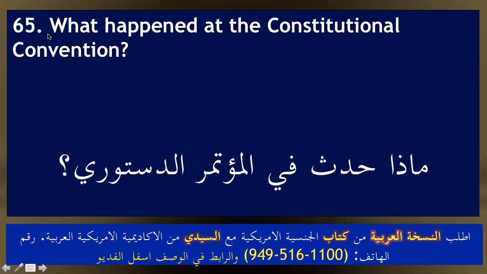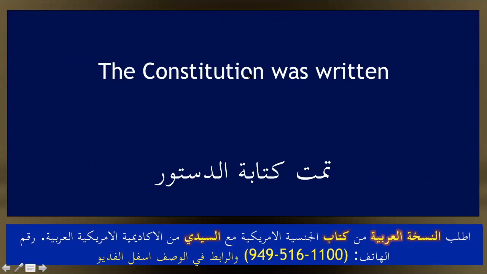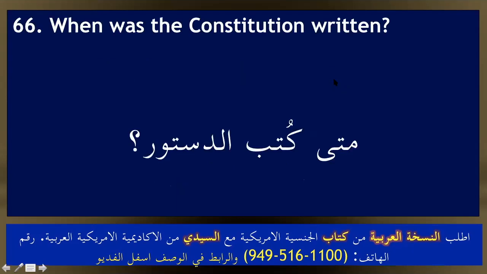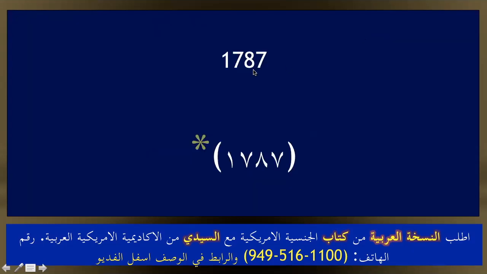Question 65. What happened at the Constitutional Convention? The Constitution was written. Question 66. When was the Constitution written? 1787.